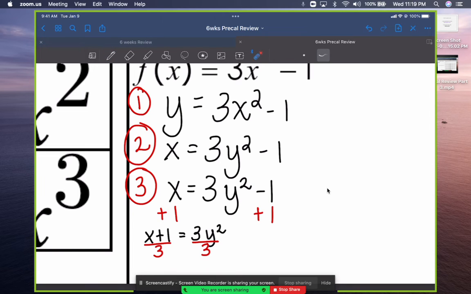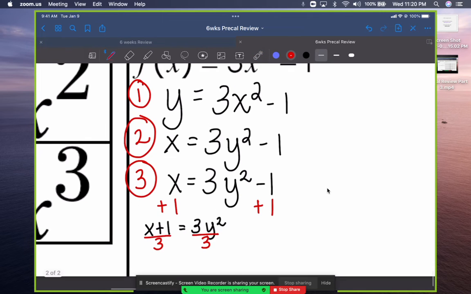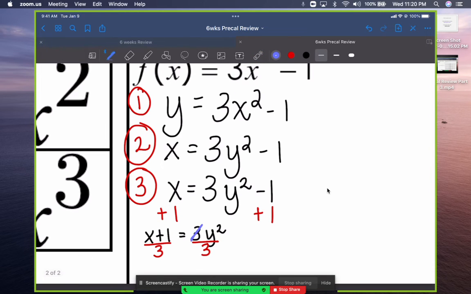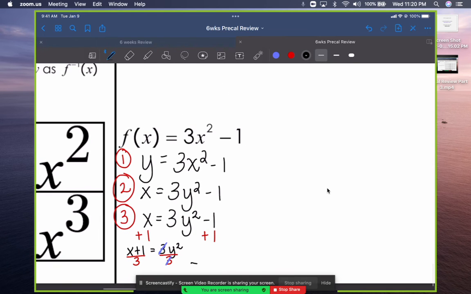You have to divide the entire thing by 3. You can't just divide 1 by 3 or just x by 3. It has to be the entire thing. Okay, that'll allow me to cancel out this 3. I'm going to go ahead and continue my work up here. That's what this arrow is going to be. So I'll have x plus 1 over 3 equals y squared.